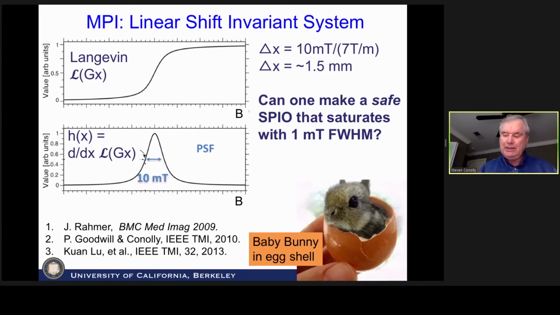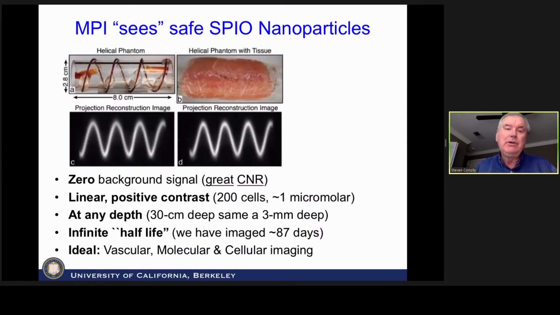So we can actually get down to closer to 100 micron resolution. MPI is illustrated here in this early image. What I want to highlight is that in this helical phantom, we were actually able to do the equivalent of magnetic computed tomography to get 3D resolution. Then we displayed this as a MIP. We did a projection downward, and you can see this projection reconstruction data.